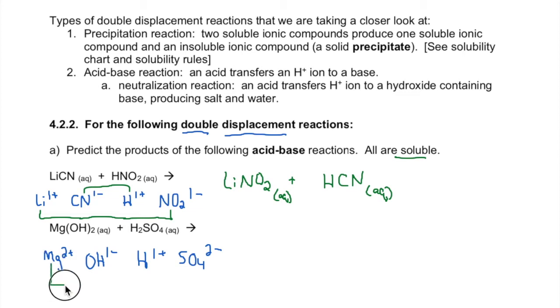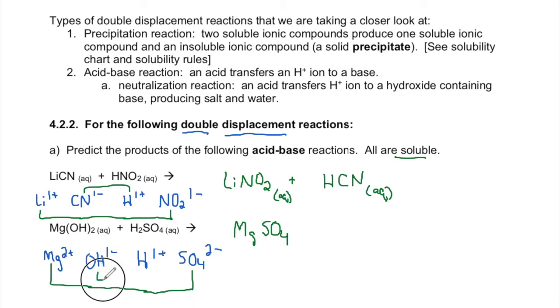All right, so magnesium could pair with hydroxide, but that would just be the same thing. It wouldn't be a swap. It cannot pair with hydrogen because they're both positive, and so it will pair with sulfate. Let's get the correct formula for that. Magnesium sulfate.